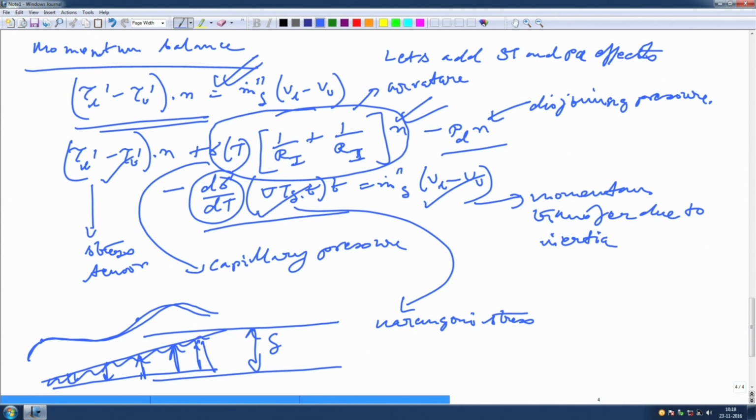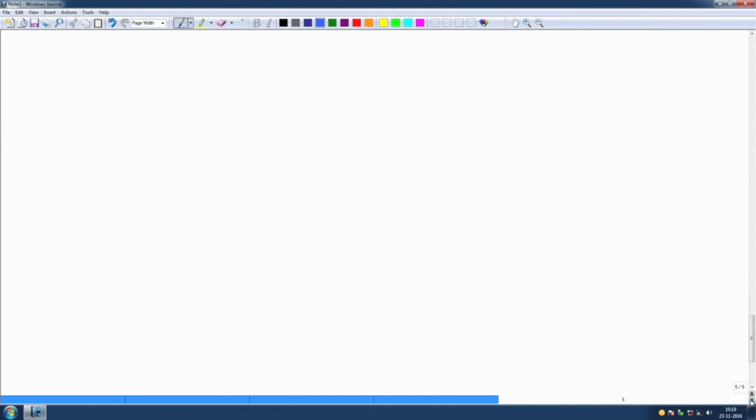And if this film is very thin, that means if this delta becomes much less than say 10 nanometer or 100 nanometer, then you actually bring this term into the picture. So, the momentum equation now boils down to these three additional terms, all of which come from the curvature, temperature gradient, as well as the disjoining pressure, all of which we covered in the previous lectures to give you an idea of what it is.